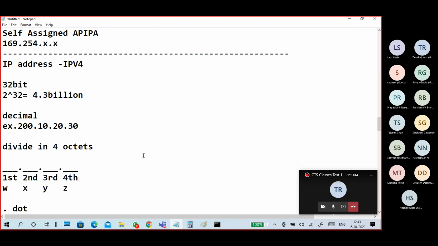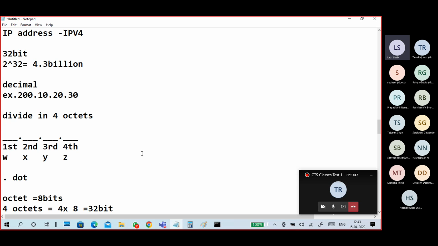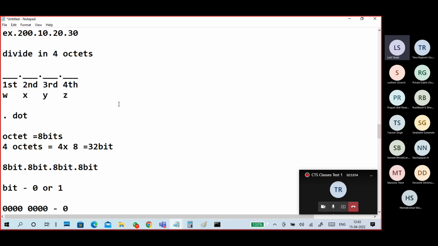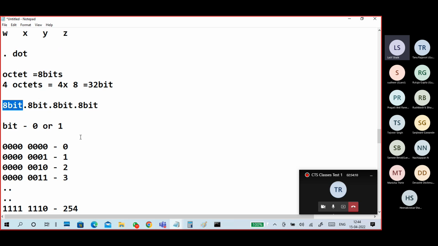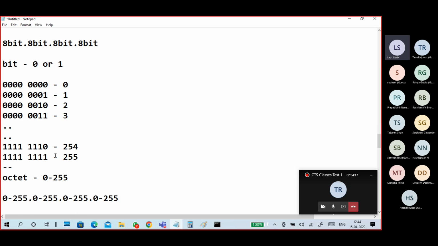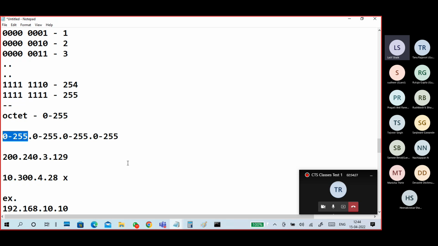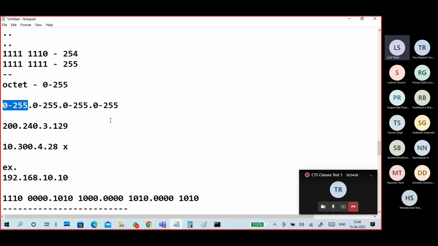An IP address is 32 bits, 2 to the power of 32, which is 4.3 billion IP addresses, represented in decimal and divided into 4 octets. Each octet is 8 bits, so 8 times 4 is 32 bits. Each bit is 0 or 1. So each octet ranges from 0 to 255 only, not more than 255.